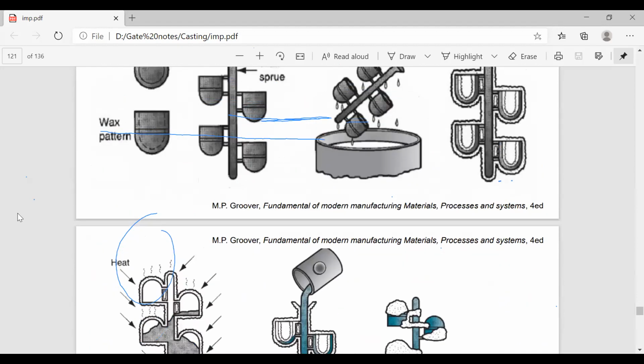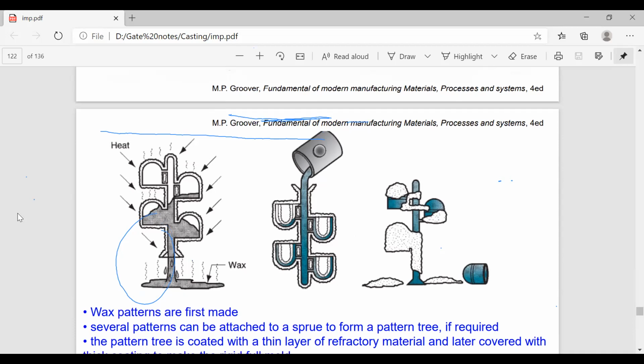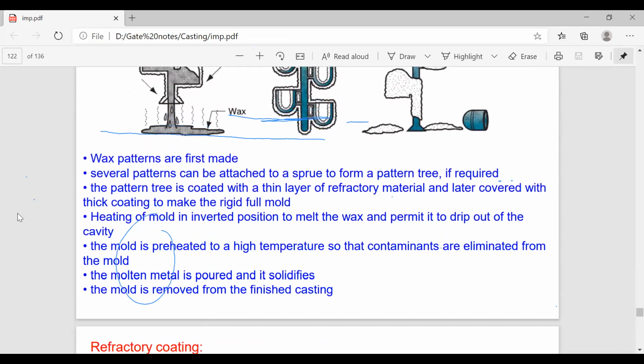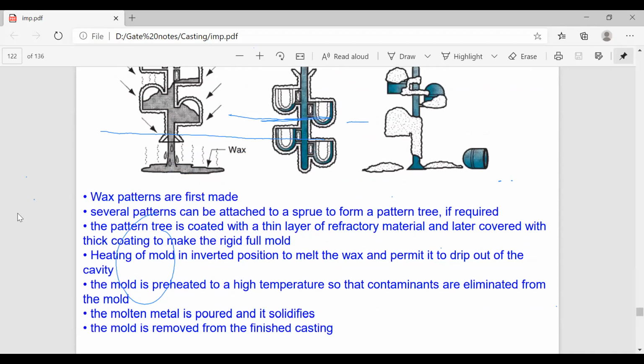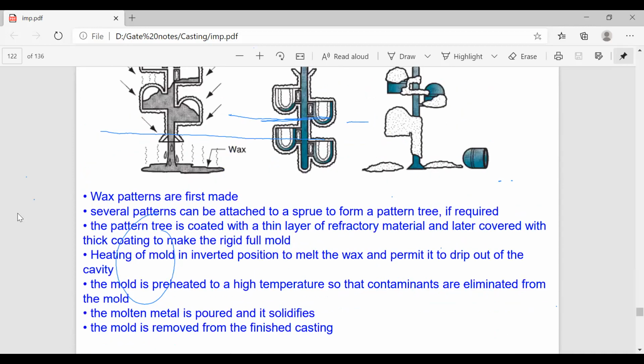After dipping it into slurry, it is heated here. Because of this heating, it is in inverted position, and all the wax will melt out and go downwards, right? Why is it inverted? Because all the melted wax has to be collected downwards. So this whole unit will be formed. The mold is now preheated to a high temperature so that contaminants are eliminated. Now in this mold, we will pour the molten metal. When the molten metal is poured, we will remove the mold and our casting will be prepared.